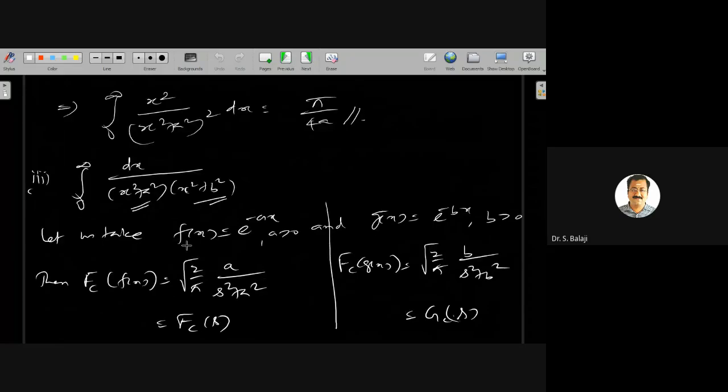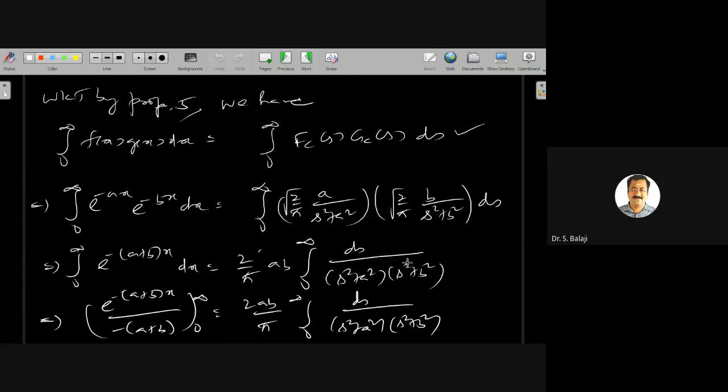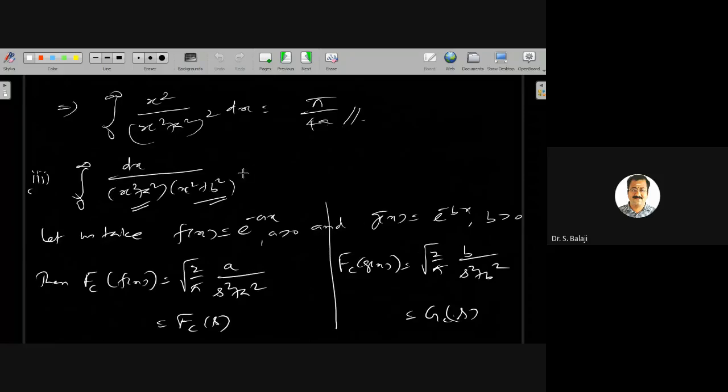Or you take two functions here, f of x as e power minus ax, a greater than 0, and g of x as e power minus bx, b greater than 0. You know the property that integral 0 to infinity f of x g of x dx is equal to, by property 5, integral 0 to infinity Fc of s Gc of s ds. That property you can adopt. For that purpose, you take f of x equal to e power minus ax, a greater than 0, and g of x as e power minus bx, b greater than 0.